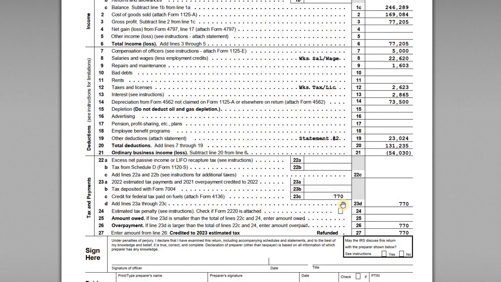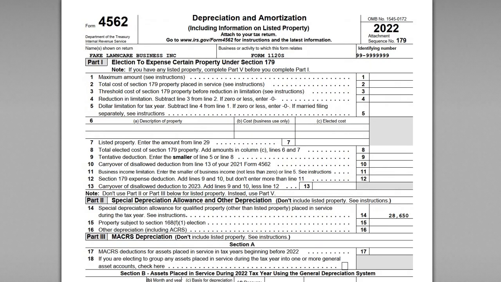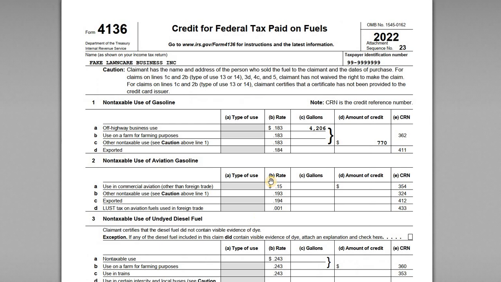So you notice here on page 1, there is a separate line item for it. On 23C, we have credit for federal taxes paid on fuels, attached Form 4136. So if I jump to the 4136, okay, so this form, as it says here at the top, it's a credit for federal taxes paid on fuels. And so this is designed to give you a reimbursement of the tax that was imposed on the fuel purchases when you were buying the gallons throughout the year.